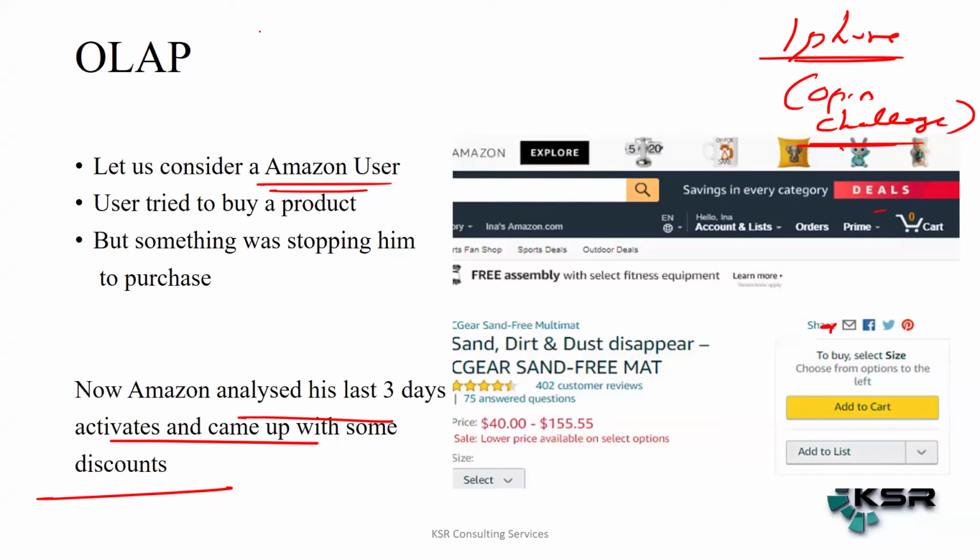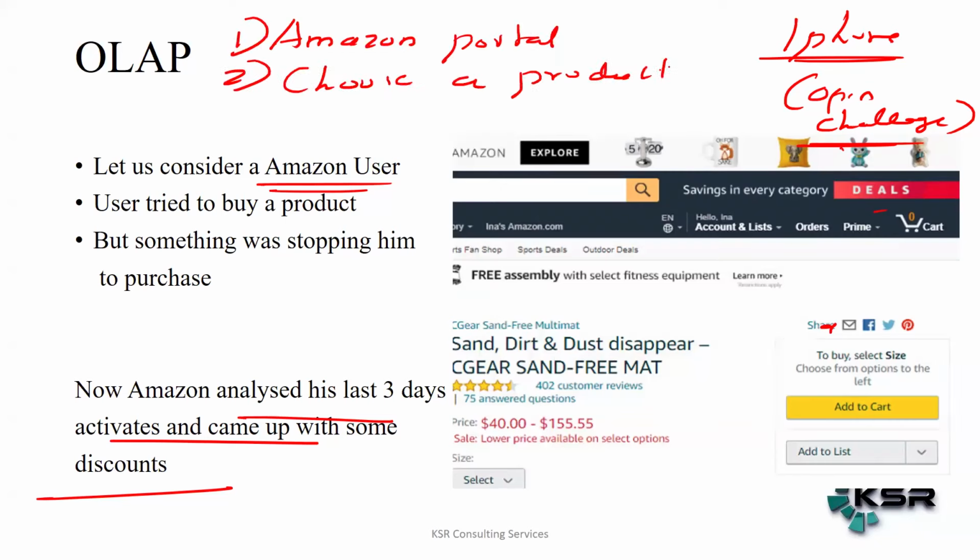Okay. I want to open an Amazon portal. This is the first step. Choose a product. This is the second step. While choosing the product, there will be a price also. Take a snapshot, because I need to know what the initial price was.